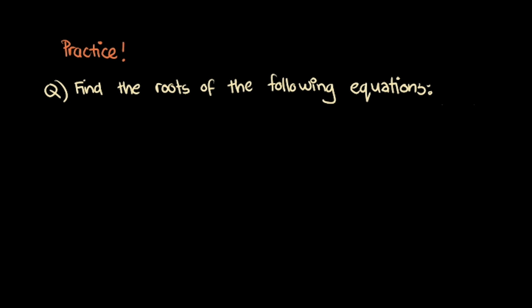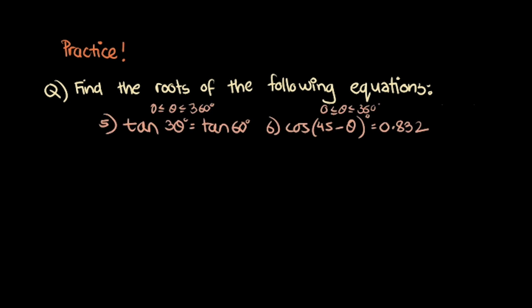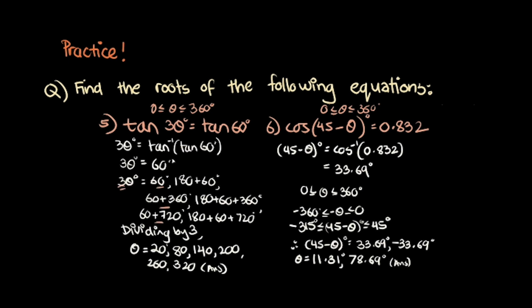There's 2 more problems for you to contemplate for finding the roots. In number 5, when you inverse tan and bring it to the other side, the inverse and the tan bits cancel each other out, leaving you with just 60.